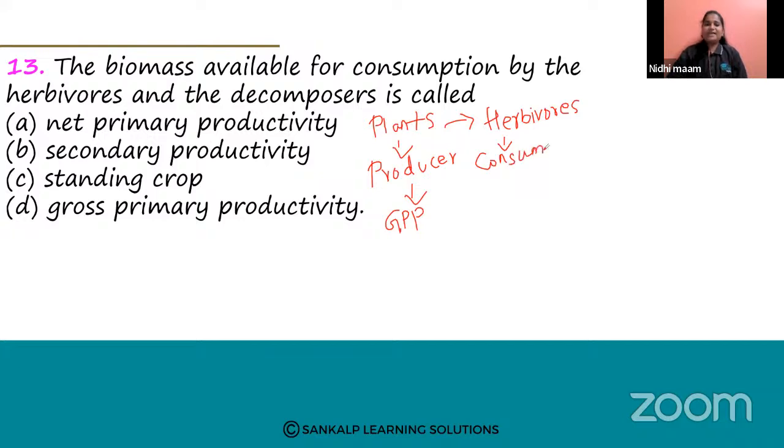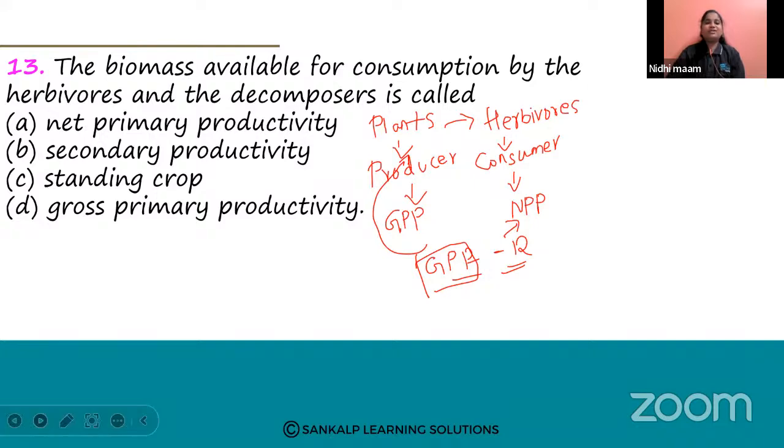So they will get the organic matter which is called NPP. What is NPP? That is gross primary productivity minus R. What is R? Respiration rate. Some amount of organic matter is utilized by the plants for respiration. So when you subtract it, we will get net primary productivity. So the right answer is option A.